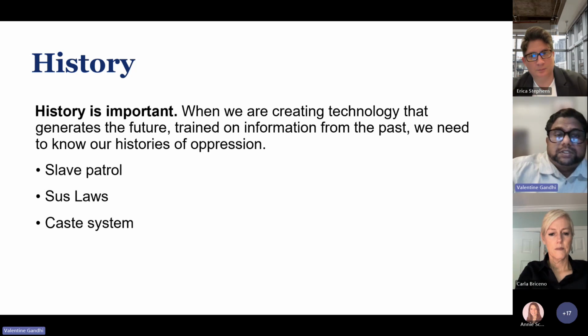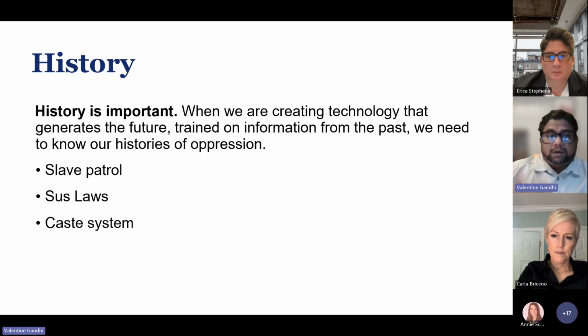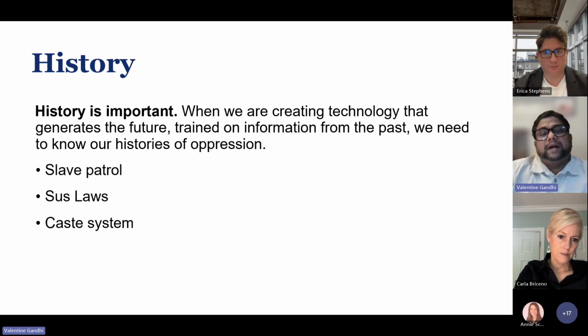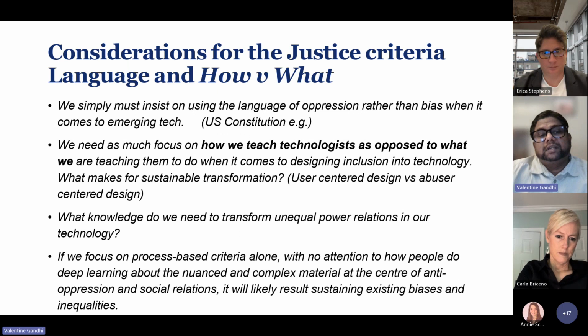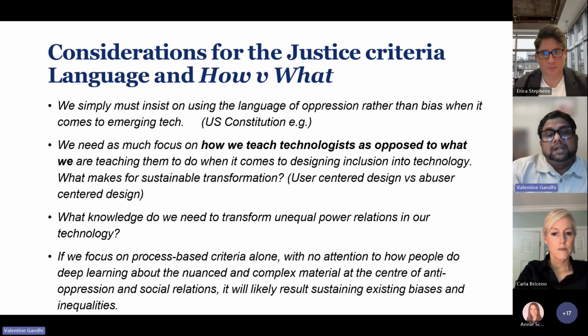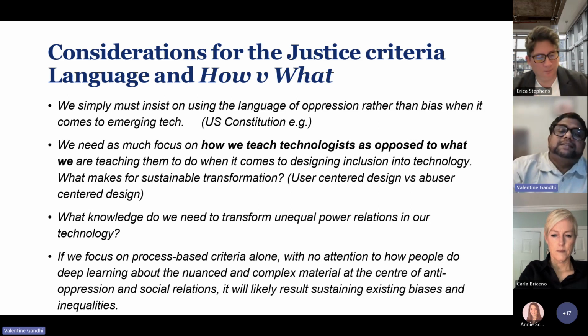So as evaluators and as development professionals, when we work on these systems and these technologies, it's an opportunity for us to use history when we create technology that generates the future, to learn from past biases so that they don't get replicated. And a consideration when we use justice criteria for AI is that we should insist on using the language of oppression rather than simply bias. And oppression is where something is done systematically.